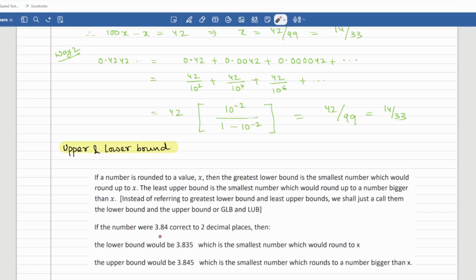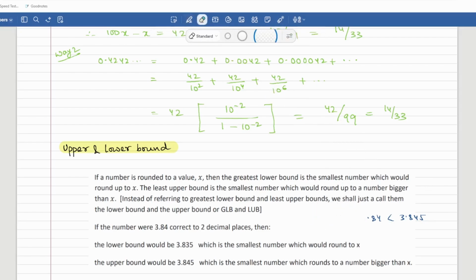If the number was 3.84 correct to 2 decimal places, then the lower bound would be 3.835 and the upper bound would be 3.845. This means 3.835 less than or equal to 3.84 less than 3.845. I did not place the equality here because if I put equality here and you reach 3.845, that would round off to 3.85. It will go to the next number. So less than or equal to for the greatest lower bound and less than for the least upper bound.